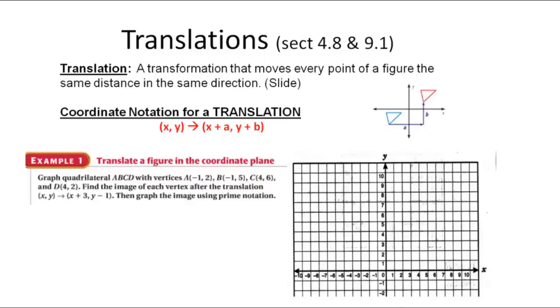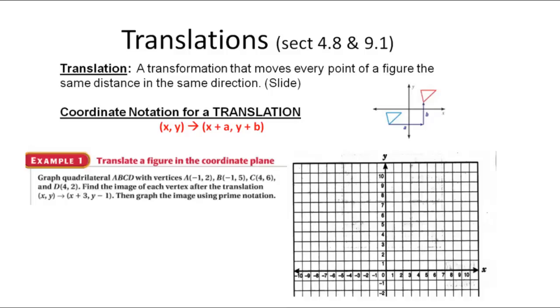Okay, now we're going to move on to translations. A translation is a transformation that moves every point of the figure the same distance in the same direction. Well, we're used to thinking of it as a slide. I'm always going to show you the coordinate notation in case the worksheets or the quizzes or the tests talk about translation. So a translation is taking a point, sliding it.